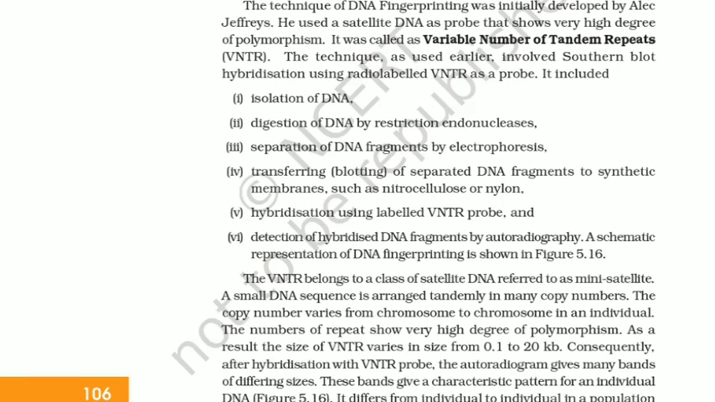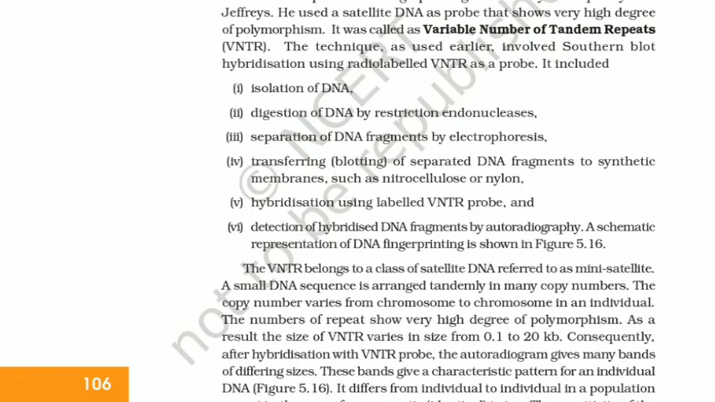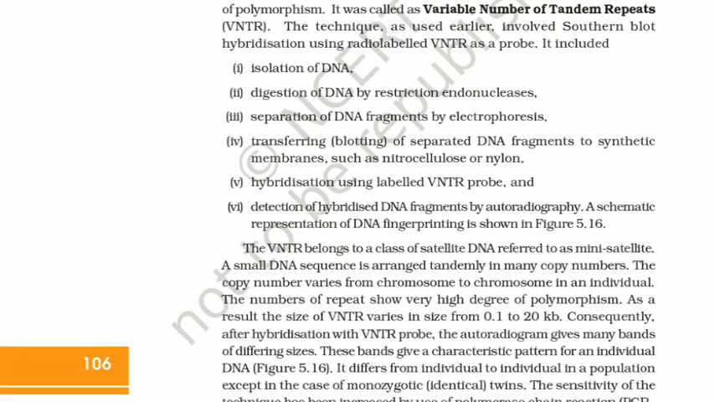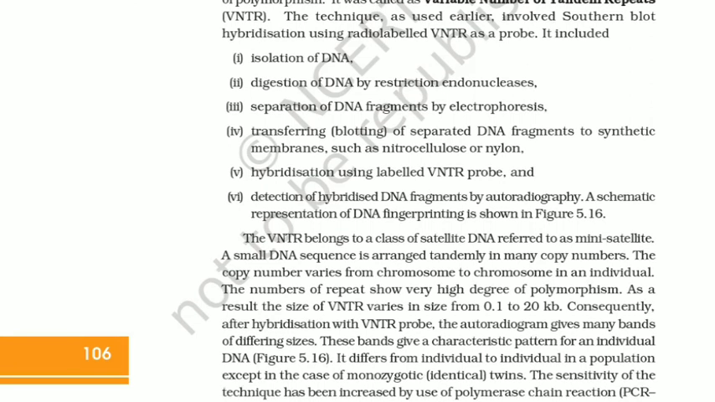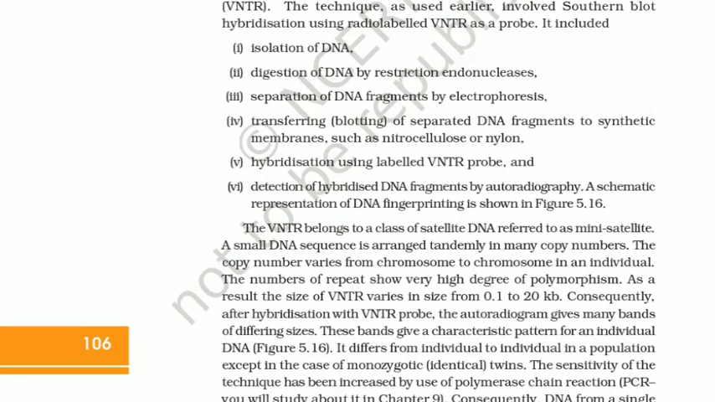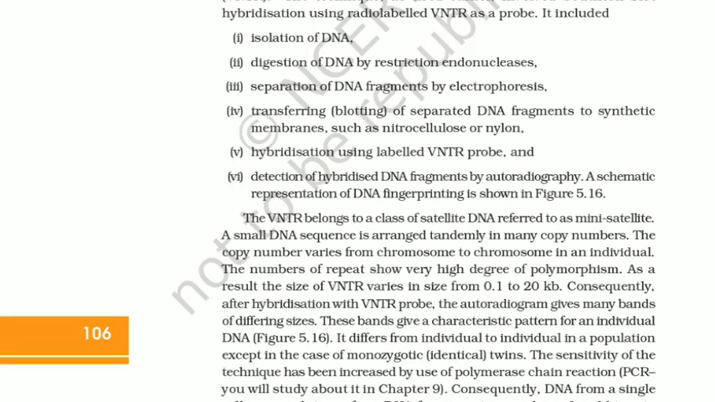The technique of DNA fingerprinting was initially developed by Alec Jeffreys. He used a satellite DNA as a probe that shows a very high degree of polymorphism. It was called variable number of tandem repeats. The technique used earlier involved Southern blot hybridization, using radiolabeled VNTR as a probe.